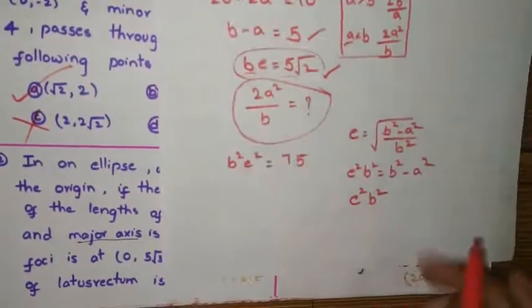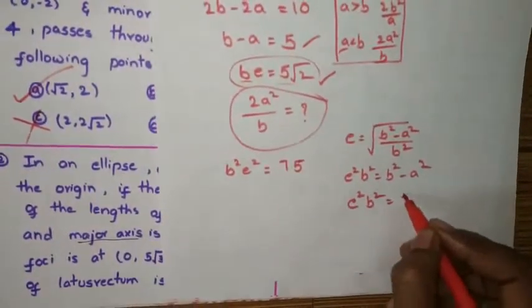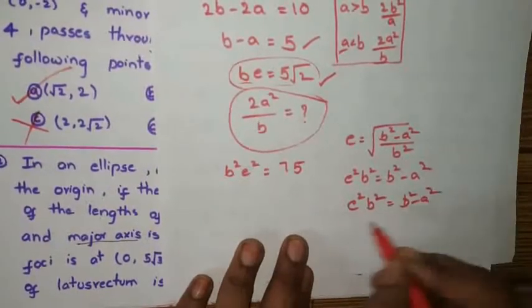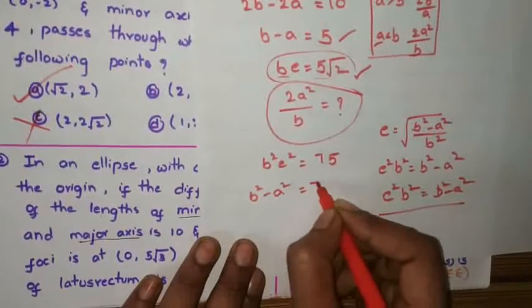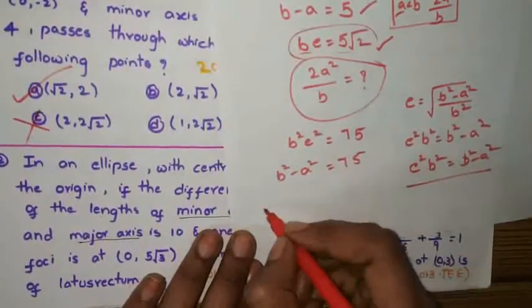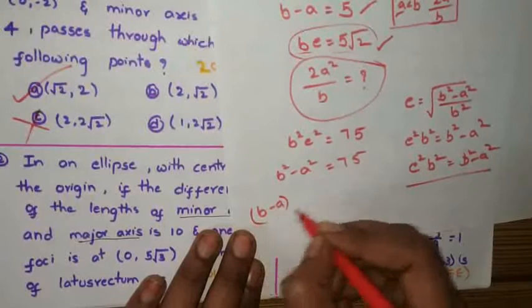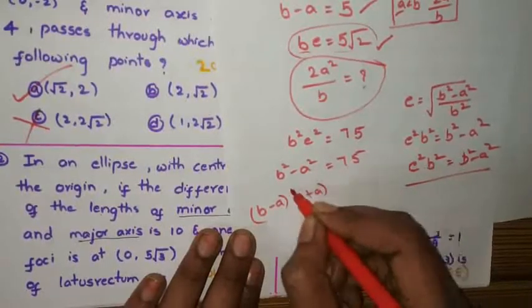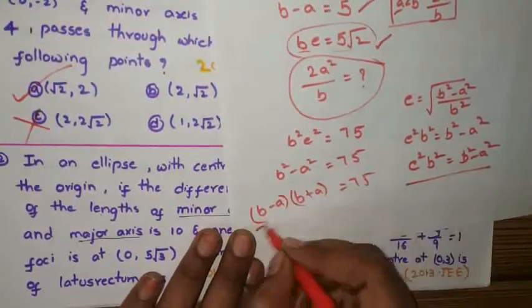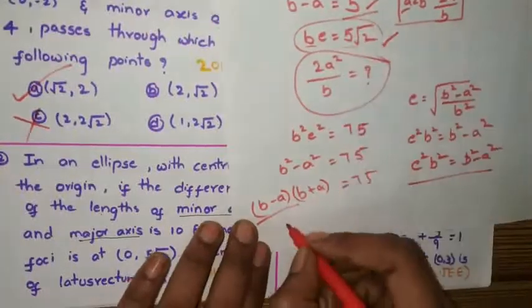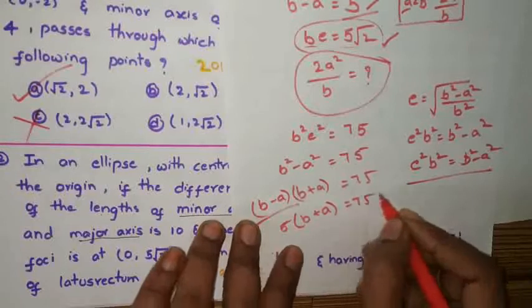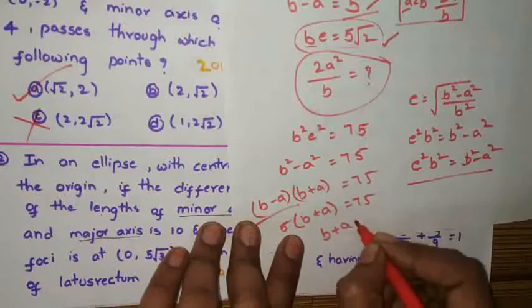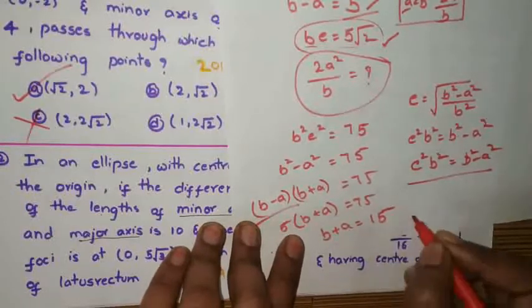So see here, a square minus b square is equal to b square minus a square. Substitute this here: b square minus a square is equal to 75. A square minus b square will be (a minus b) into (a plus b) is equal to 75. What is this value? 5. So 5 into (b plus a) is equal to 75. Then b plus a is equal to 15.